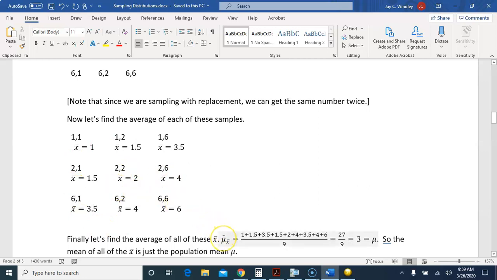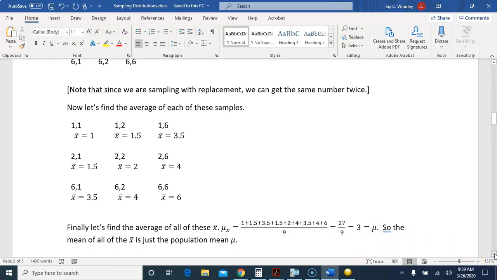So to find the mean of the X bars, mu subscript X bar, you would add all those X bars together and divide by 9, which gives you 27 divided by 9, which is 3, which is exactly the population mean. So the average of all of the X bars is just the population mean. That should always happen. What's particularly interesting to me about this is none of our X bars was equal to 3, but yet the average of all the X bars is 3.